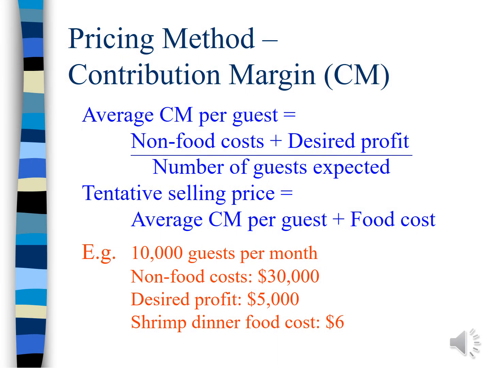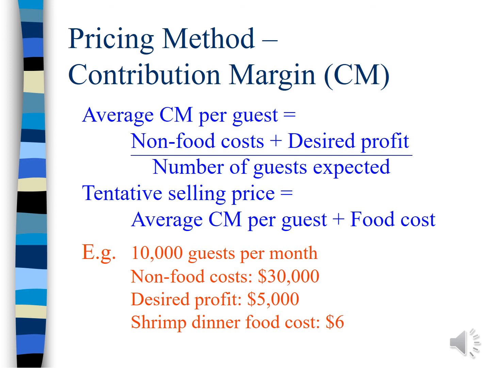Contribution margin refers to the amount left after a menu item's food cost is subtracted from its selling price. The contribution margin contributes to pay for the non-food cost and desired profit. The tentative selling price can be determined by using the following two equations. The average contribution margin per guest is non-food cost plus desired profit divided by number of guests expected, or the tentative selling price, where you take your average contribution margin per guest plus the food cost.